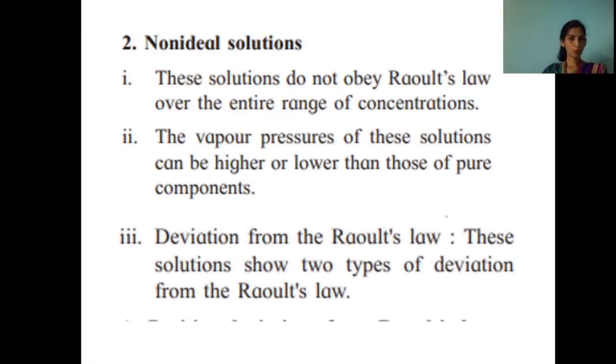Deviation of Raoult's law. If the deviations have values greater than 0, then that is a positive deviation, and less than 0, that is a negative deviation. Here, if we compare by the volume, then we can easily understand what is meant by positive and negative deviation.